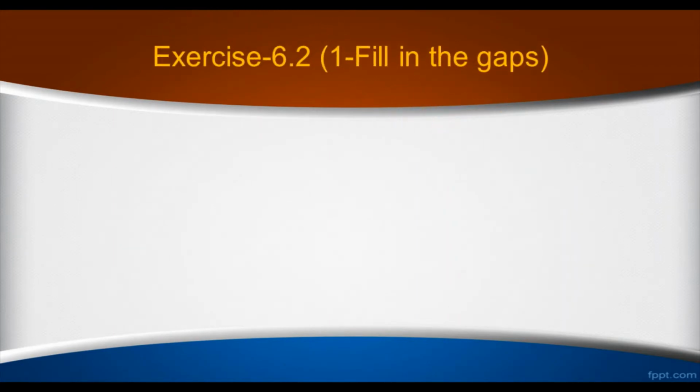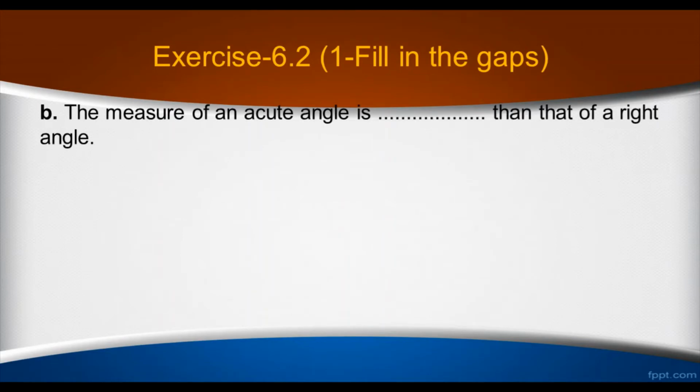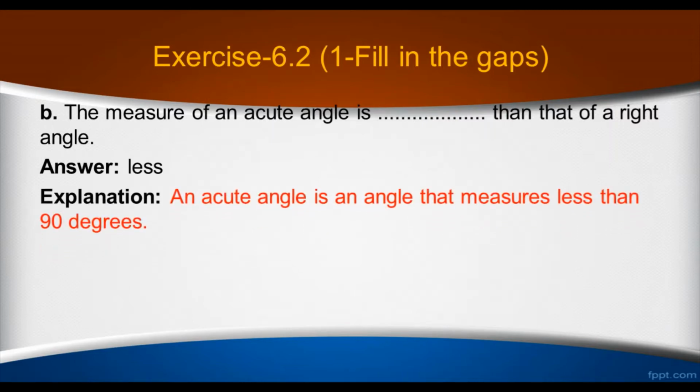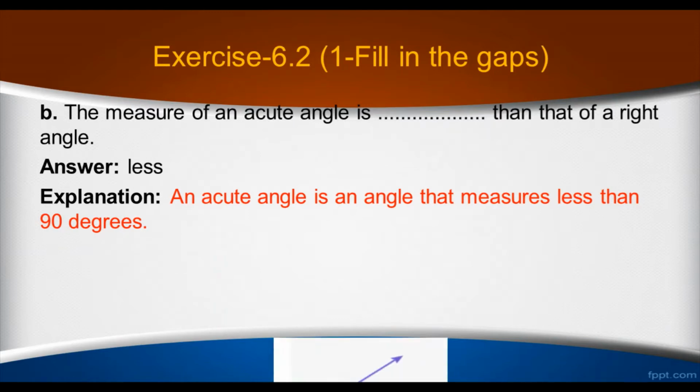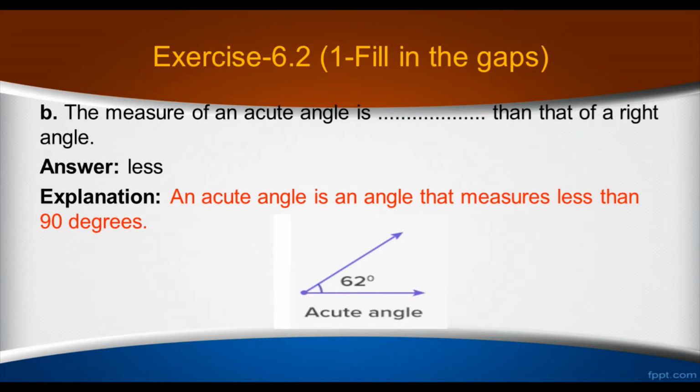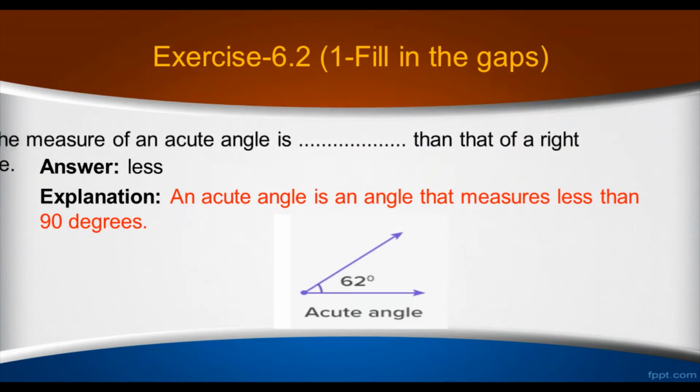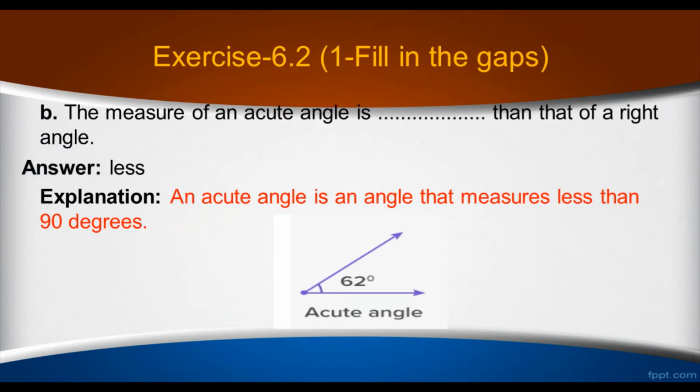Now exercise 6.2, number B, the measure of an acute angle is dash then that of a right angle. The answer will be less, my dear. Let us see the explanation. An acute angle is an angle that measures less than 90 degrees. You can observe a figure, my dear students. You can see 62 degree, that is less than 90 degree, and that is the acute angle figure. So my dear students, this is question number B, and the measure of an acute angle is less than that of a right angle.